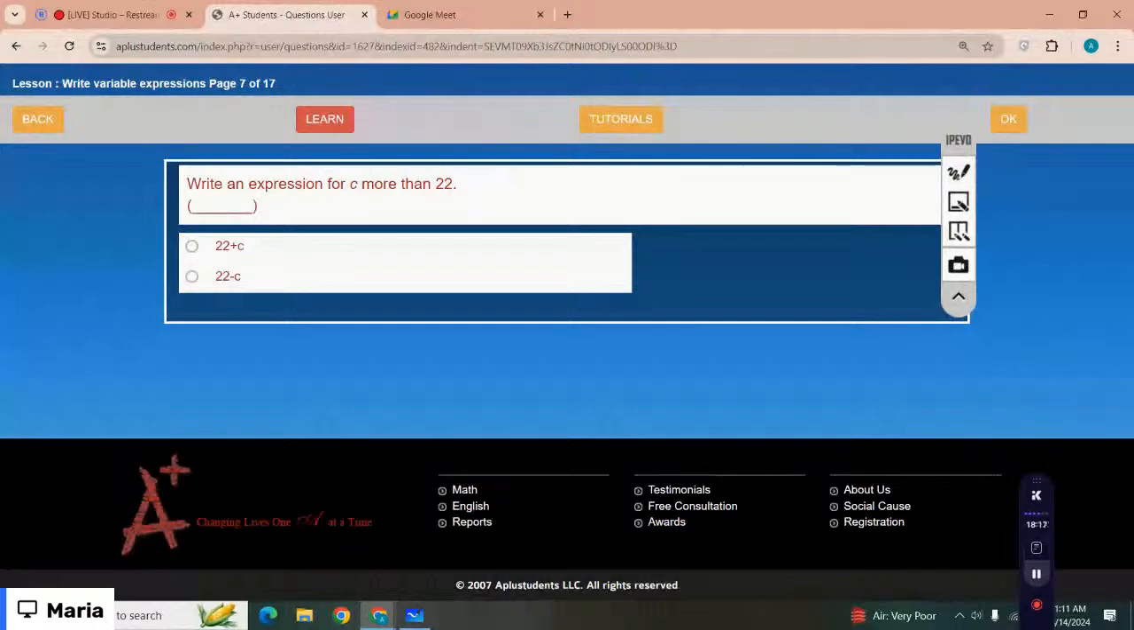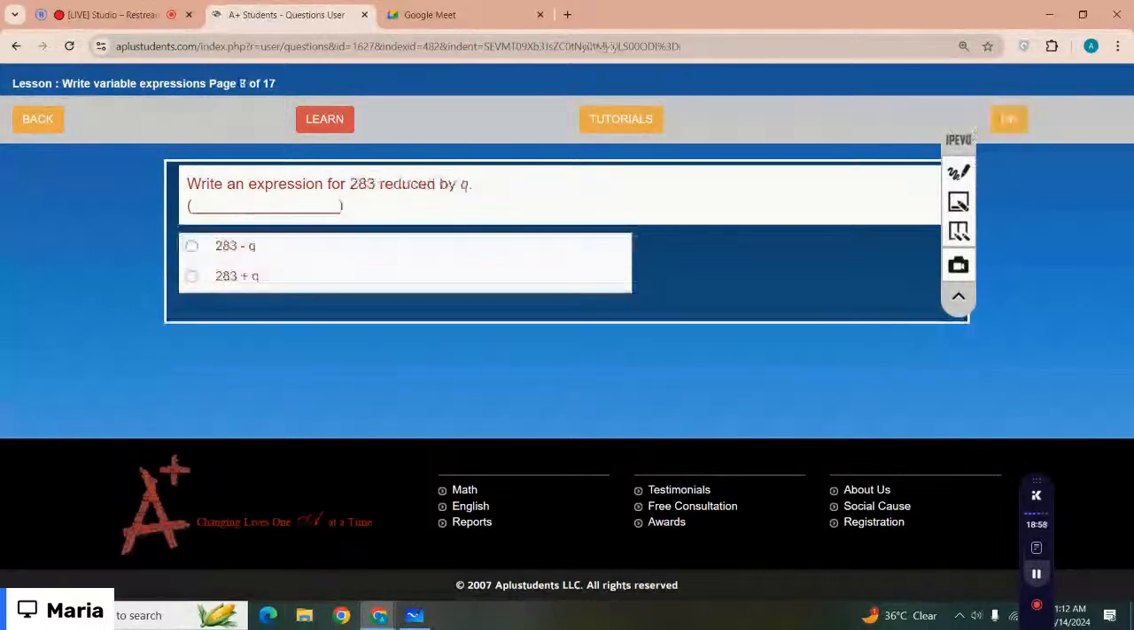Write an expression for c more than 22. More than means you have to add. So that is 22 plus c. Option number 2 is the correct option. Got it?